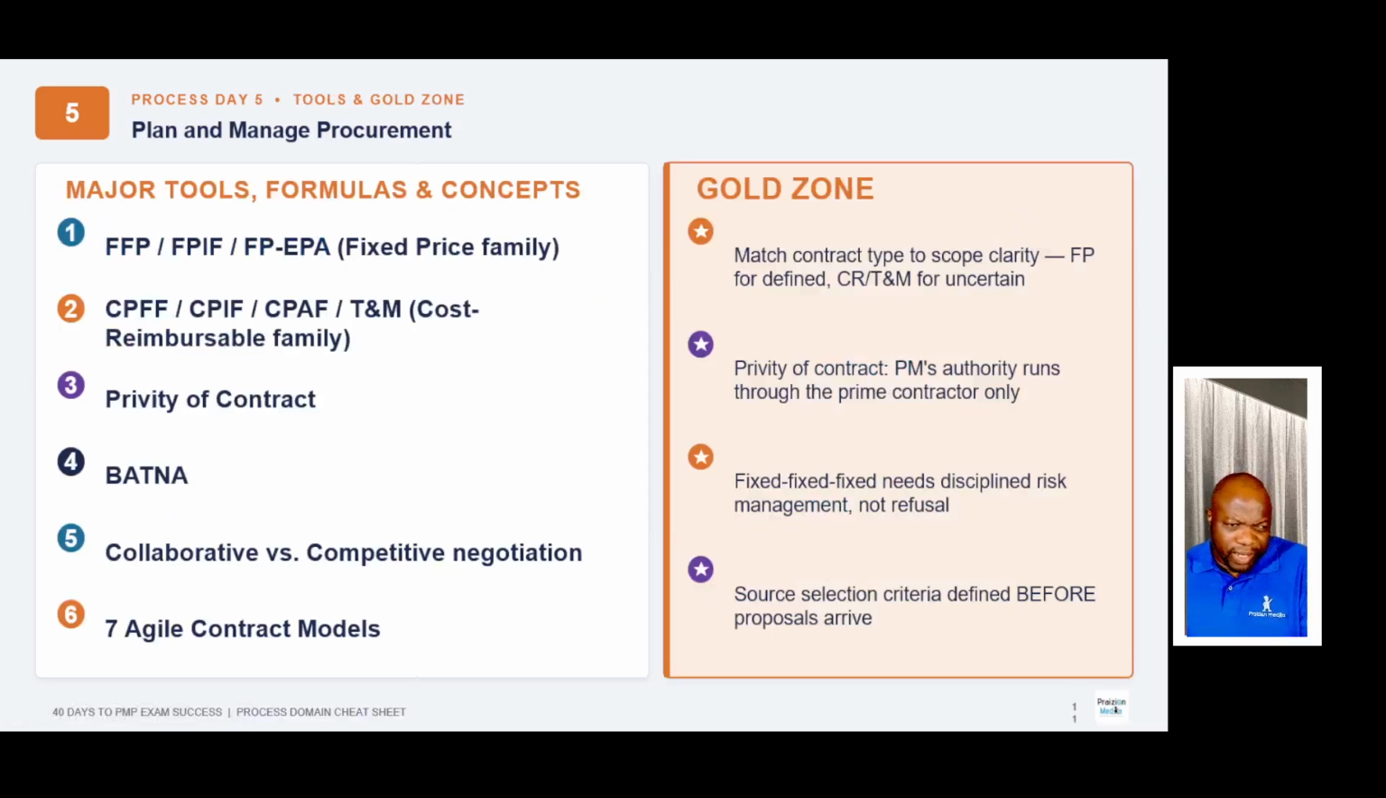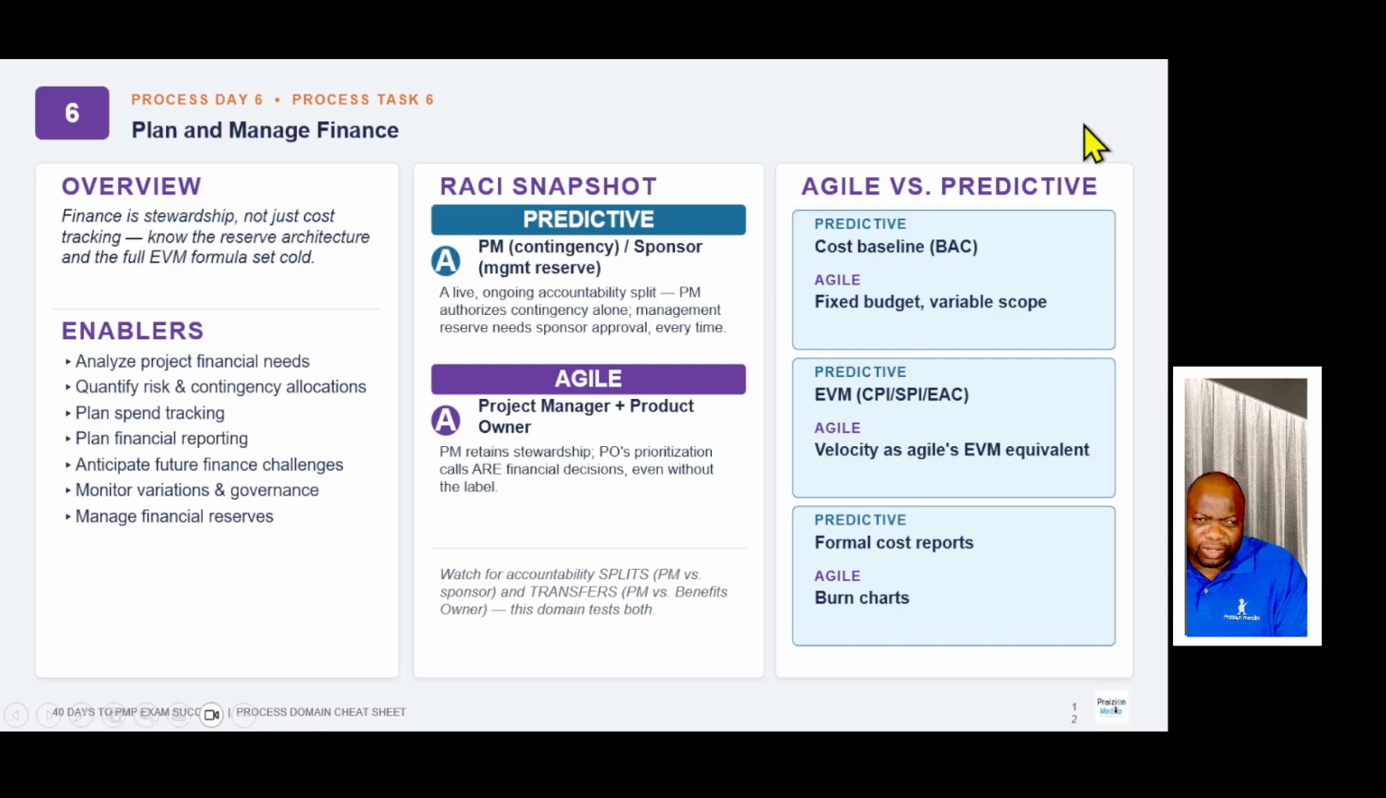Understanding what we mean by best alternative to a negotiated agreement, BATNA, and understanding the 7 Agile contract models on page 77 in the Agile Practice Guide could be helpful. Also, being able to match contract type to scope clarity, understanding what is most risky to the buyer and to the seller. Understanding fixed needs discipline risk management. In the world of Agile, we try not to go in that direction. We use flexible contract types.